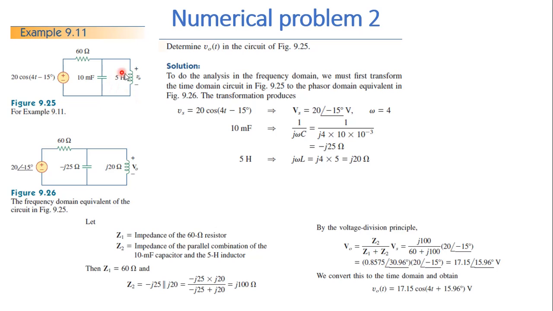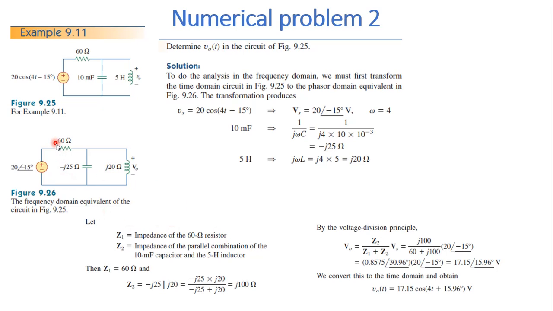Similarly, we have a 5 Henry inductor here. This 5 Henry inductance has an impedance of j omega L. Substitute the value of omega and L and find out the phasor equivalent. So this is the frequency domain equivalent for this circuit. Here this is in the time domain, this is in the frequency domain. Now again let us simplify this circuit, we have to find out what is V0 here. For this, again we have to find out the impedance of the circuit.